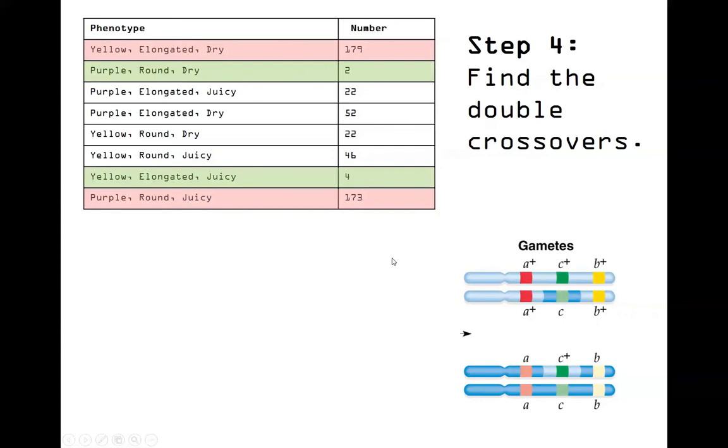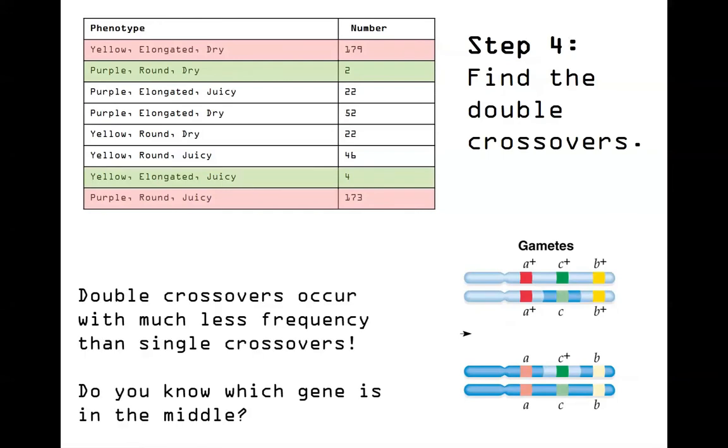So take a look at this for a second. Remember that the phenotype is going to help us understand which gene is decoupled. We know that the double crossovers are going to tell us which gene is in the middle. From looking at these phenotypes, do you know which gene is in the middle?